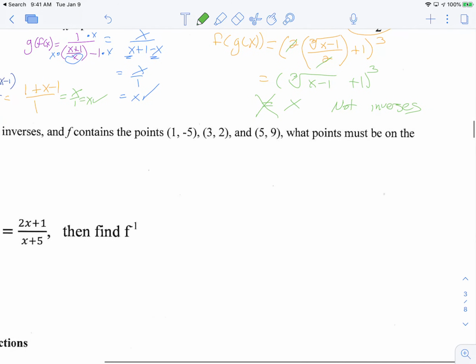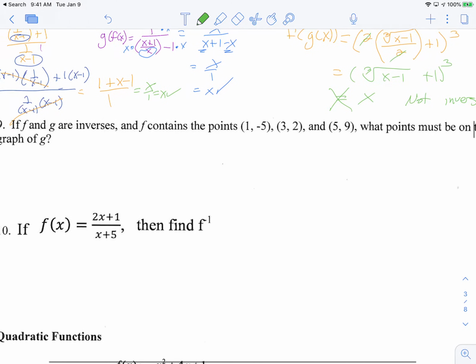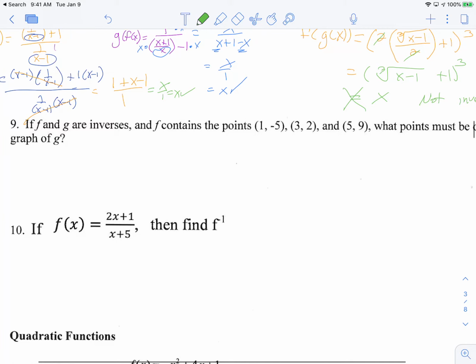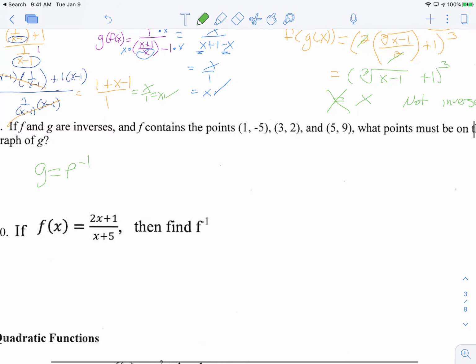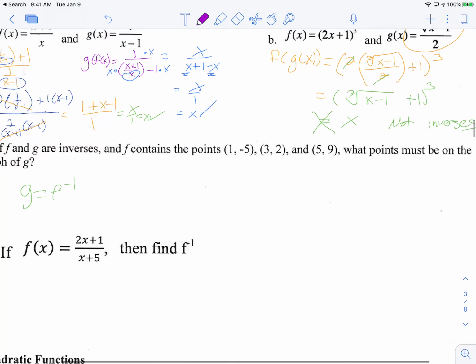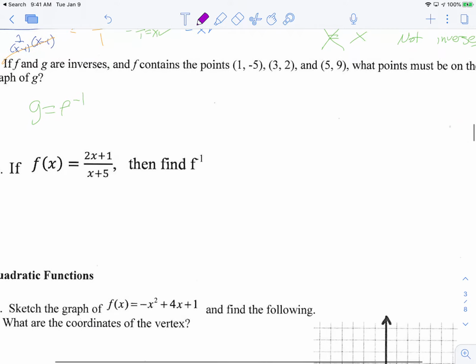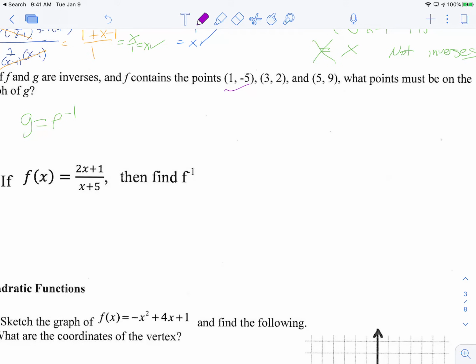Okay? All right, so if f and g are inverses and f contains the points (1, negative 5), (3, 2), and (5, 9), what points must be on the graph of g? So g is equal to f inverse. So we know from our studying of inverses that all we have to do if we want to find what points are in the inverse is just change these around. So now the points that are in the inverse are going to be (negative 5, 1), (2, 3), and (9, 5).